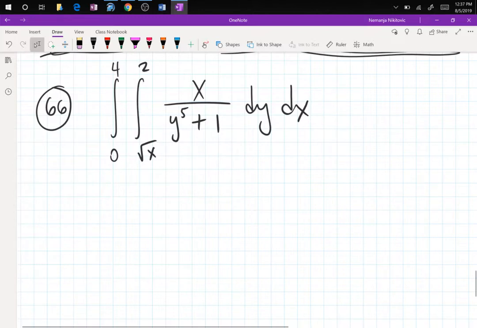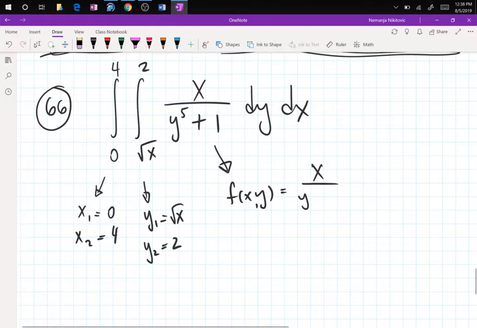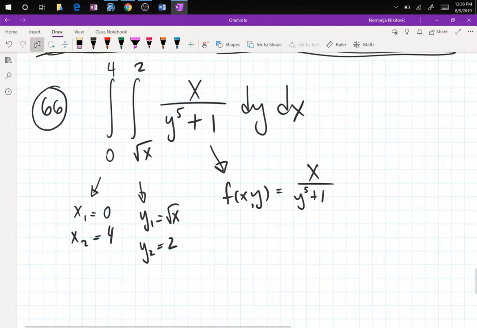So what do we do here? Well, we extract again all of the information. Number 1, x1 bottom limit is 0, x2 upper limit is 4. Function y1 is root x, function y2 is 2. We have that f of x,y is x over y to the 5 plus 1. So these are our parts here. Now we're going to draw the domain.